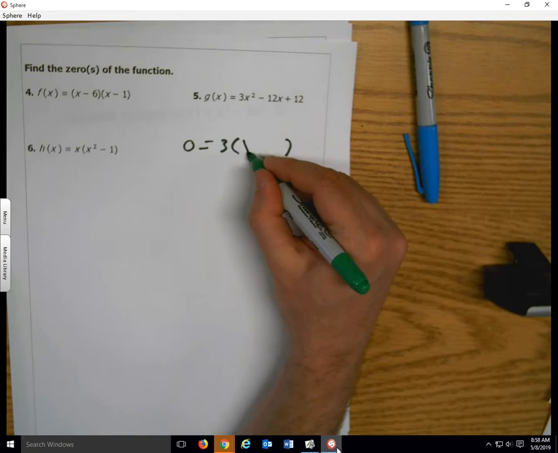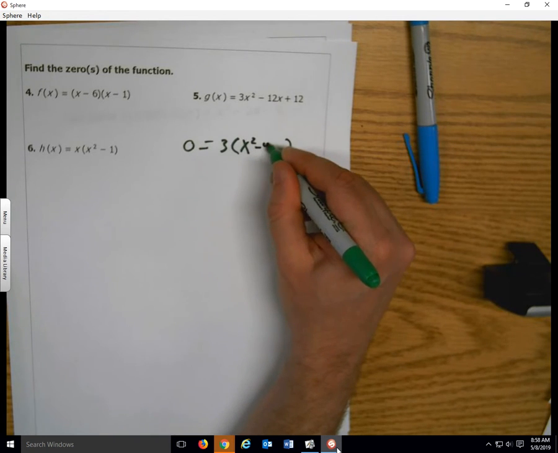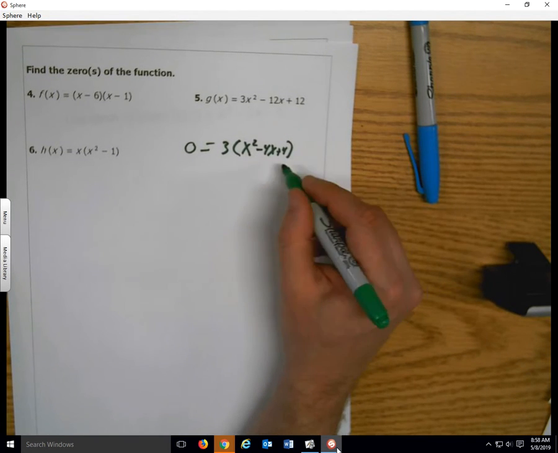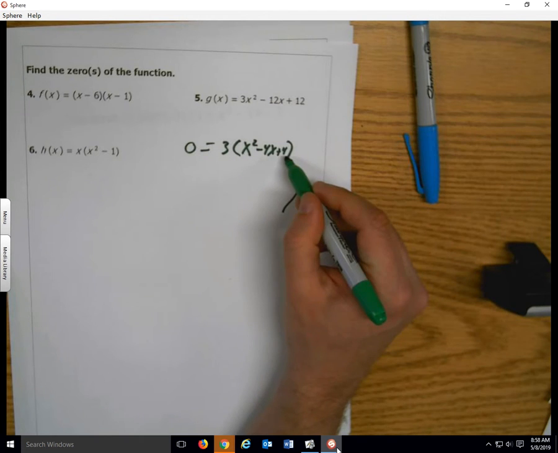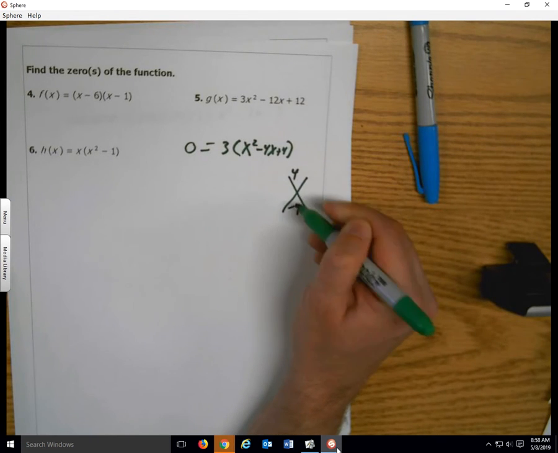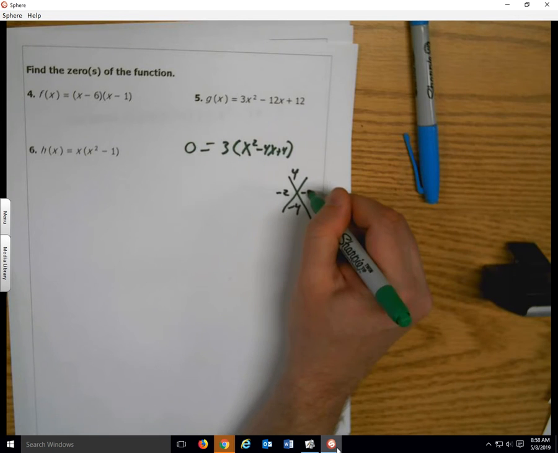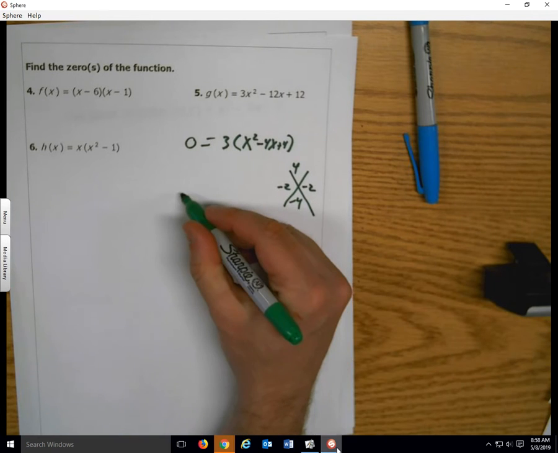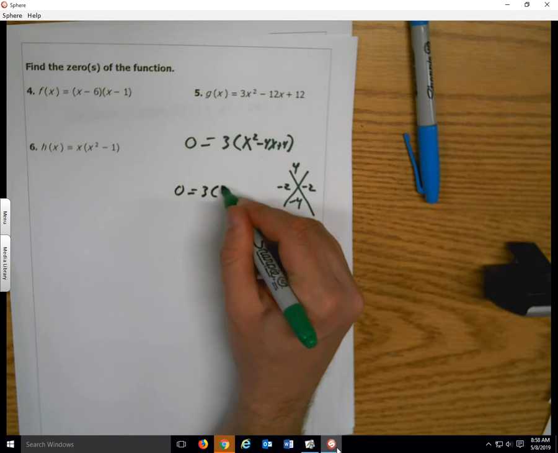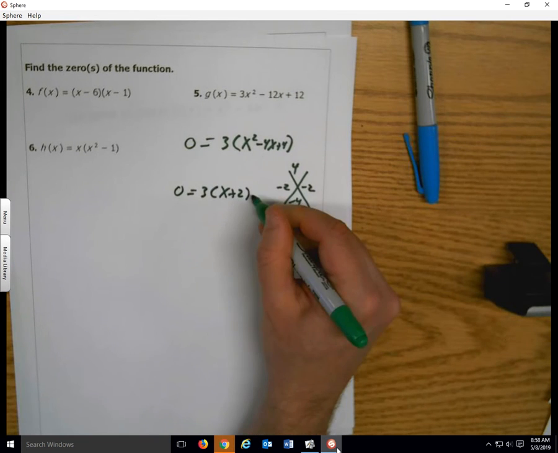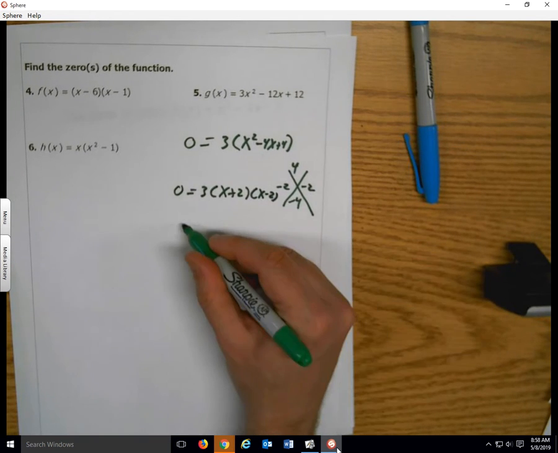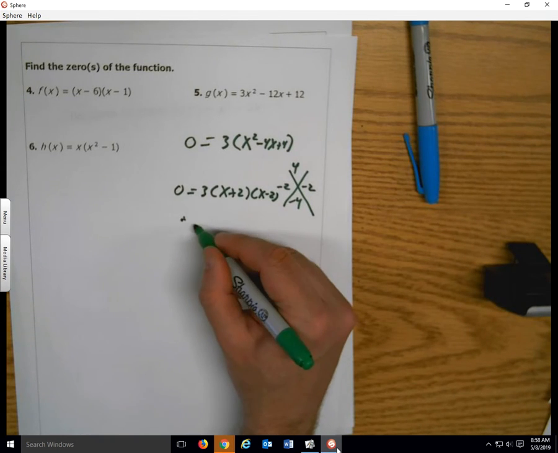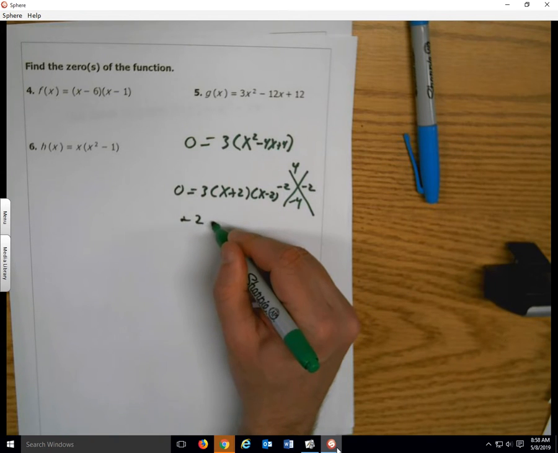Divide each of these by 3, and you have each term: x squared minus 4x plus 4. And then if you want, you can do your x box to help you factor this. What multiplies to 4 but adds up to negative 4? A negative 2 and a negative 2, right? Negative times negative is a positive, adds up to the negative. So the answer would be 0 equals 3 times the quantity of x minus 2 times the quantity of x minus 2. And so the zeros of this function would be a negative 2 and a positive 2.